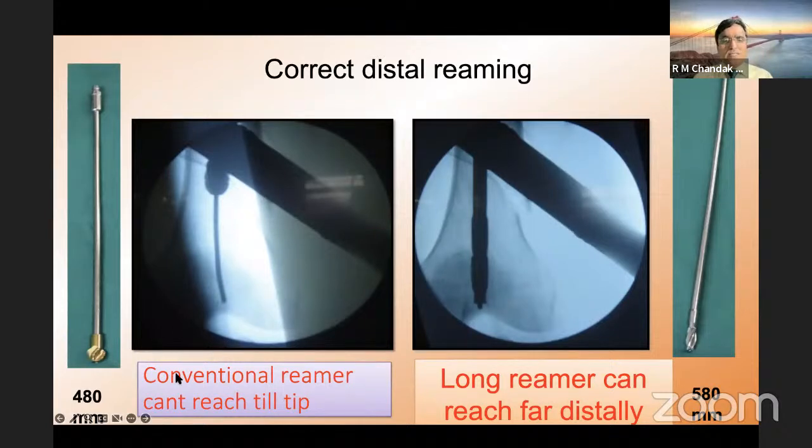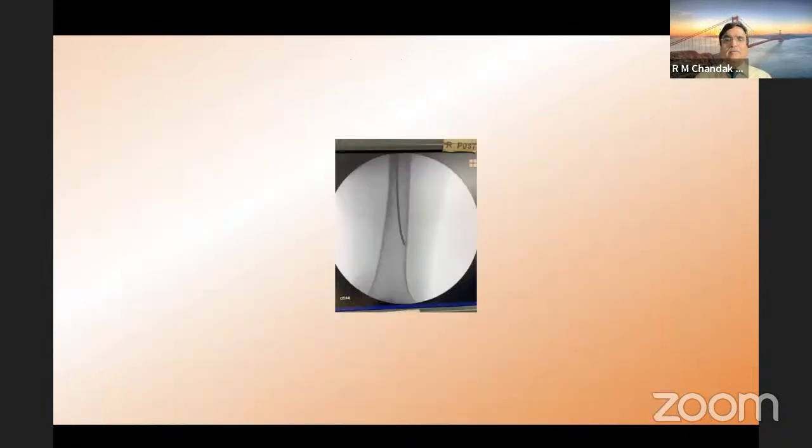So what I found out is a conventional reamer can reach the femur only up to this point. I use an extra long, 580 mm custom made reamer to drill up to the last point. And here, rather than a caudate bend reamer, the reamer is usually caudate bend, I would use a straight reamer to go as distal as possible to get a good interlock in a distally placed fracture. This is what I found interesting.